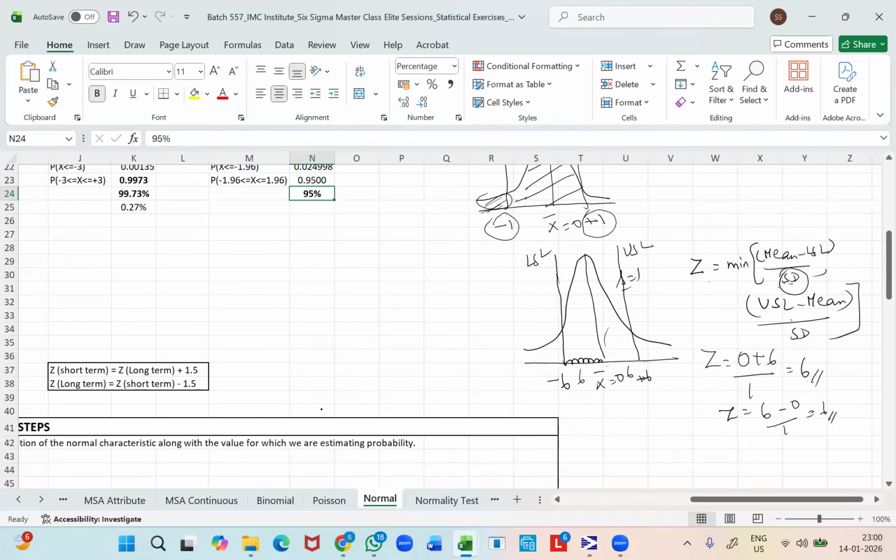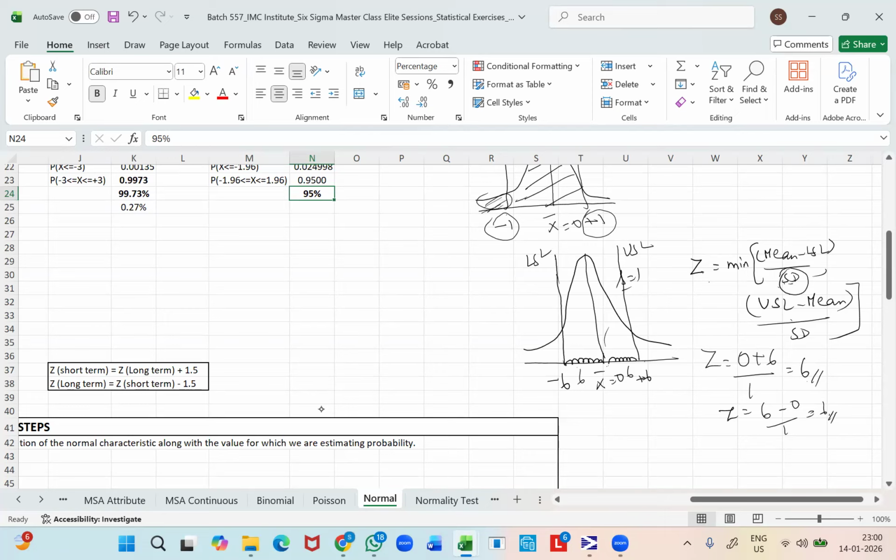Similarly, what is the distance between mean and USL? The same 6 units. So how many standard deviations will you be able to pack between mean and USL? The same 6 standard deviations. So that is why even when we apply the USL side formula, the sigma level will be 6. Clear how to calculate the sigma level?